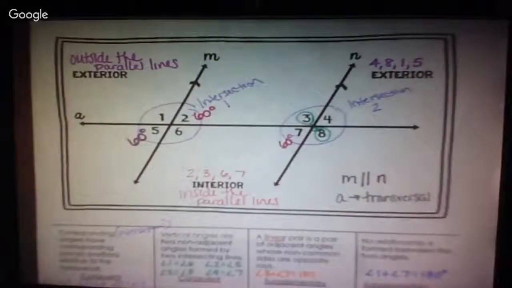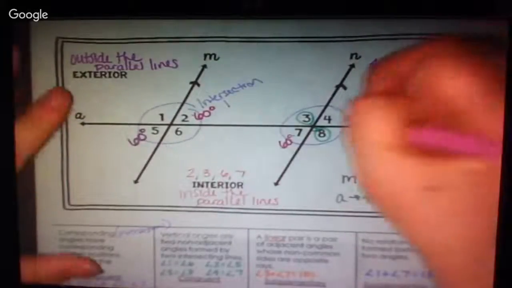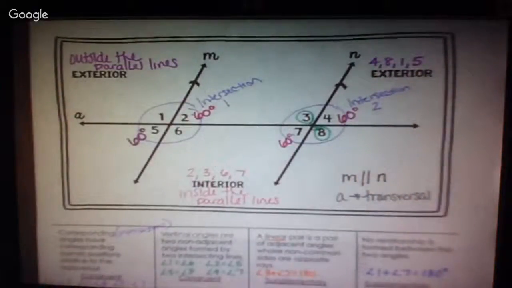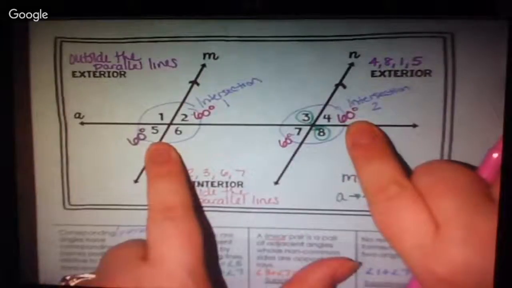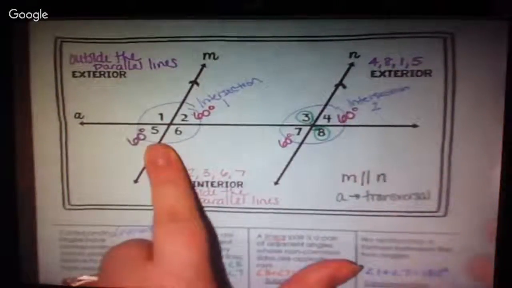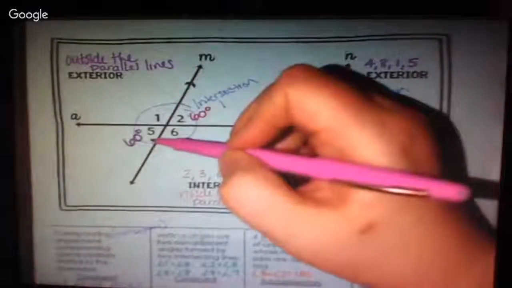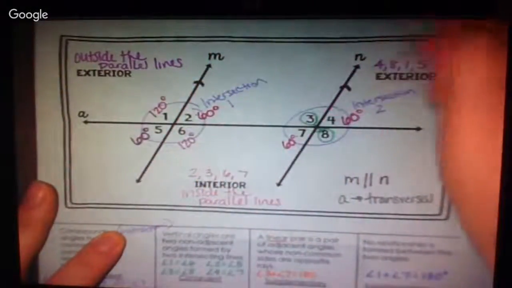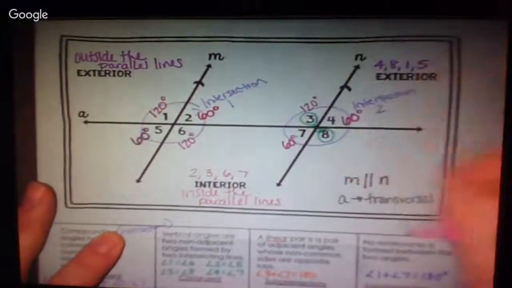If 7 is 60 degrees, what's 4? Why? They're vertical angles. Okay. 5 and 4 are the same because they're alternate exterior angles. Okay. So if 5 is 60 and 5 and 1 make a straight line, what does that make 1? 120. So what does that make 6? What's 3? What's 8?